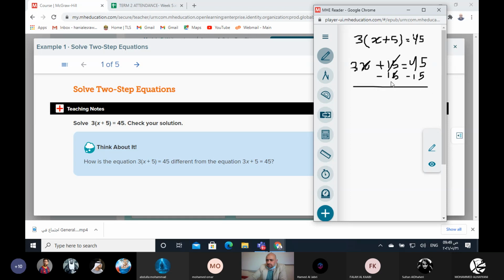Plus 15 and minus 15 will be 0. So here we have 3x equal 45 minus 15 will be 30. Then divide the two sides by the coefficient. The coefficient here will be 3, so divide here by 3 and divide here by 3. 3 divided by 3 will be 1. So here we have just x equal 30 divided by 3 will be 10.